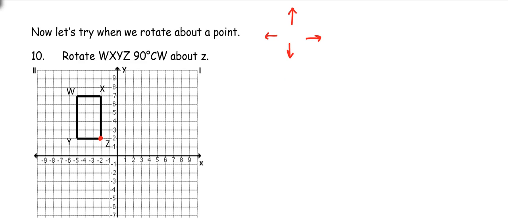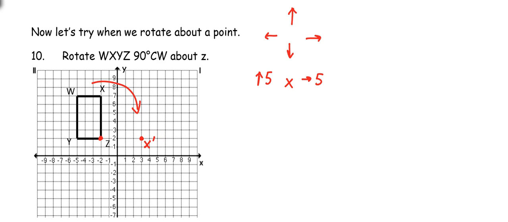So let's try and move one of our points. So first we're going to move X. So originally when I move X, my original movement is 1, 2, 3, 4, 5 up. Now when I rotate clockwise 90 degrees, my shape should be going this way. So at 90 degrees, instead of going up, my movement would now be to the right 5. So from Z, I'm going to go right 1, 2, 3, 4, 5. And this is my new X coordinate.